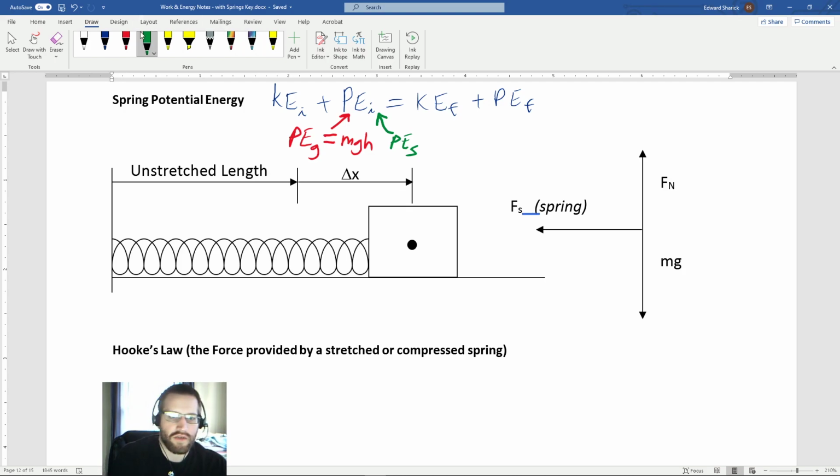In this example, if this is the unstretched length, then we're going to be stretching the spring this way. We're going to be pulling the block to this point here, and this is our delta x, how much it's stretched. And what happens when we release this? I can hold it in this position, right? I can apply a force. I can grab this thing and hold it right here. But as soon as I release it, everyone knows what's going to happen. It's the same thing as stretching a rubber band.